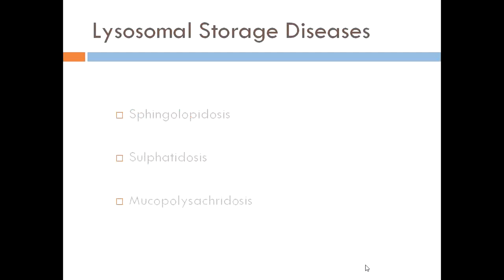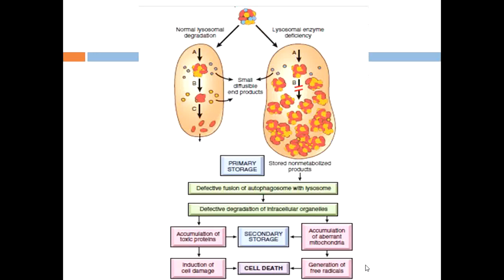Moving on to lysosomal storage disease. There are different types: sphingolipidosis, sulfatidosis, mucopolysaccharidosis. So normally the different complex substrates are degraded by lysosomes, and when the enzymes are deficient, complex substrates accumulate in the cells. So defective fusion of autophagosome with lysosome causes defective degradation of intracellular organelles that causes accumulation of toxic proteins leading to cell death. So these toxic metabolites cause cell death.